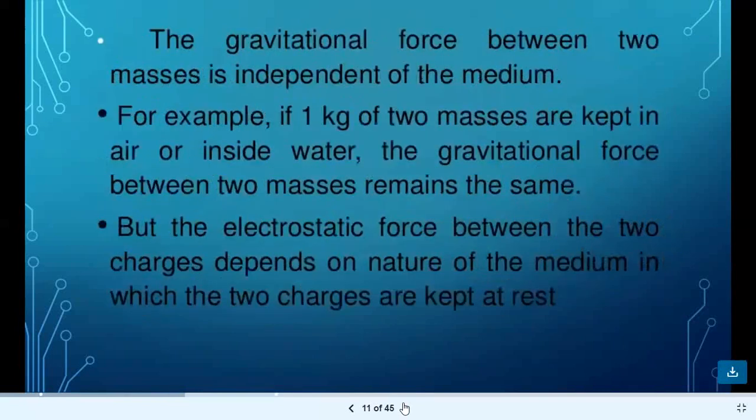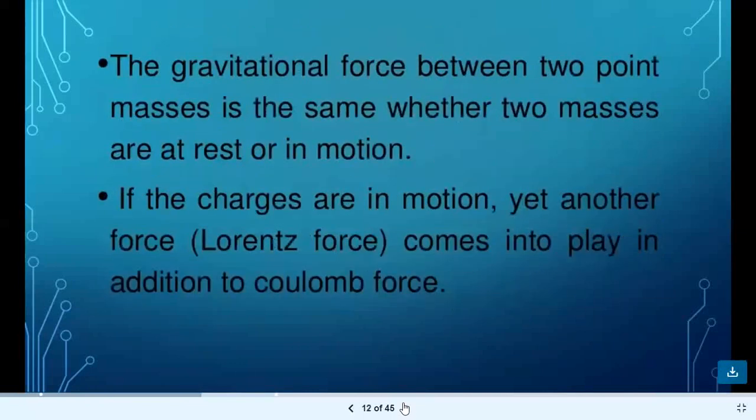So we can say there are some similarities between the gravitational force and the electrostatic force, but there are some differences also. The electrostatic force may be repulsive or attractive, depending on the nature of the charges. If there are opposite charges, they will attract each other, and if there are similar charges, they will repel each other. But the gravitational force is always attractive in nature.